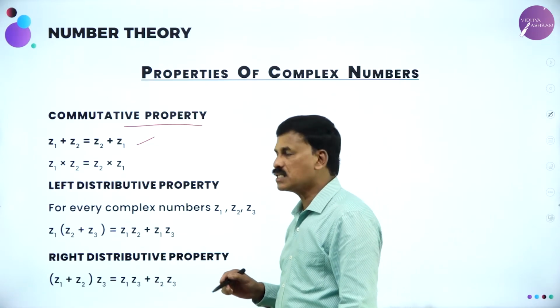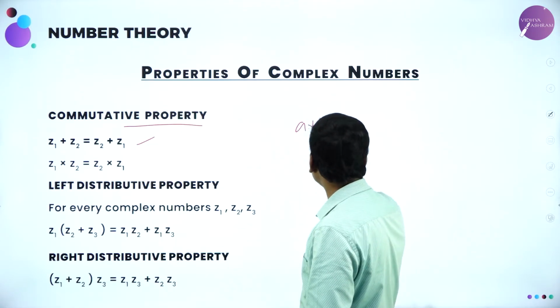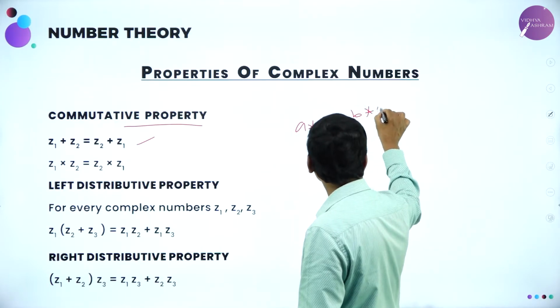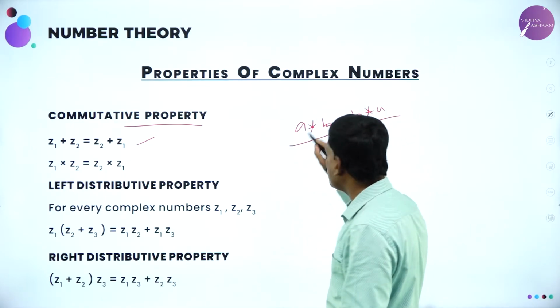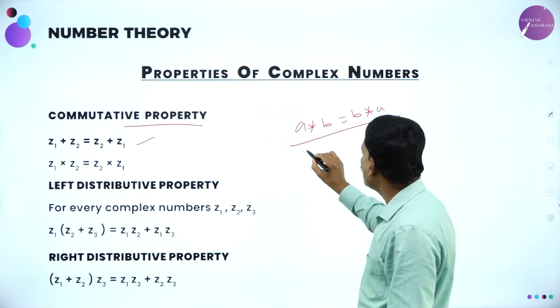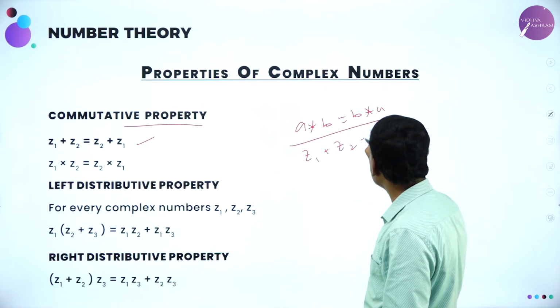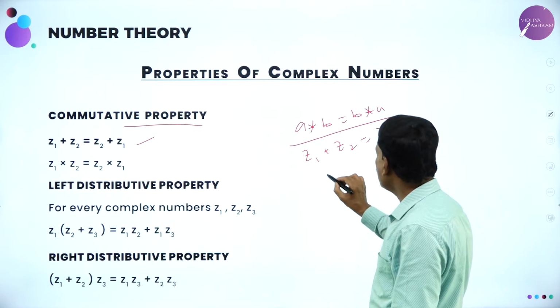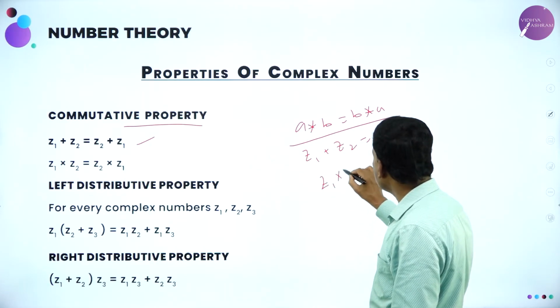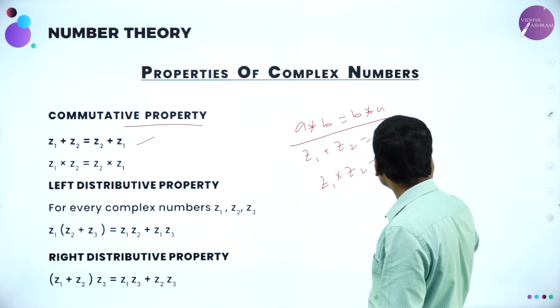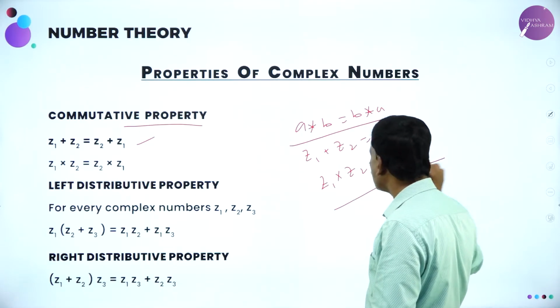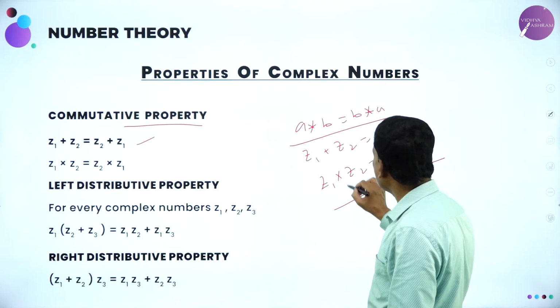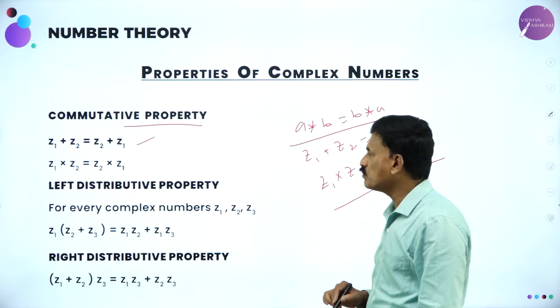So you might have studied a star b is equal to b star a. Here, suppose a and b are any two complex numbers. If you take addition, z1 plus z2 is also equal to z2 plus z1 in case of a complex number. Similarly, z1 into z2 is also equal to z2 into z1. These are called the commutative property with respect to addition and multiplication of a complex number.